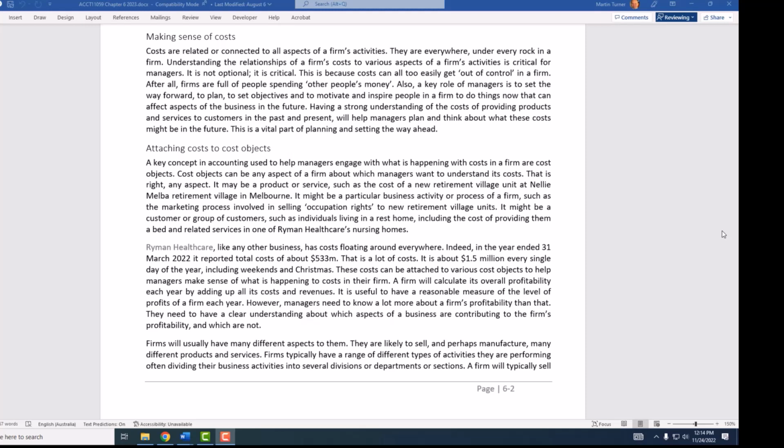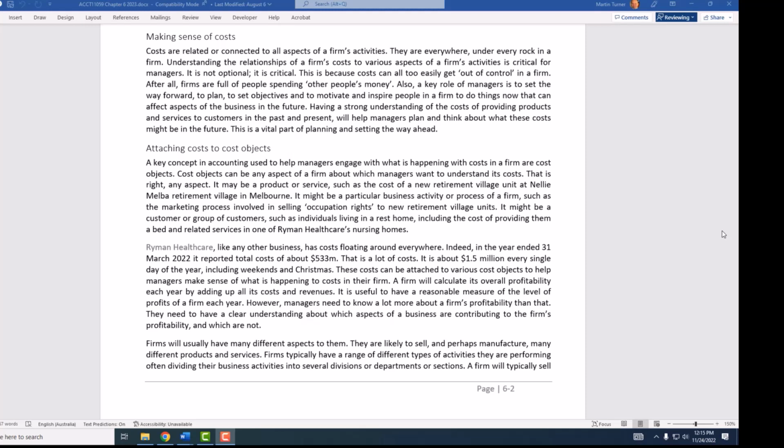Also, a key role of managers is to set the way forward, to plan, to set objectives and to motivate and inspire people in a firm to do things now that can affect aspects of the business in the future. Having a strong understanding of the costs of providing products and services to customers in the past and present will help managers plan and think about what these costs might be in the future. This is a vital part of planning and setting the way ahead.